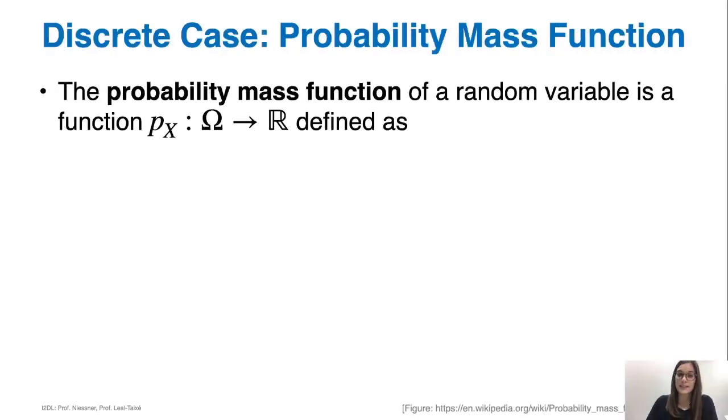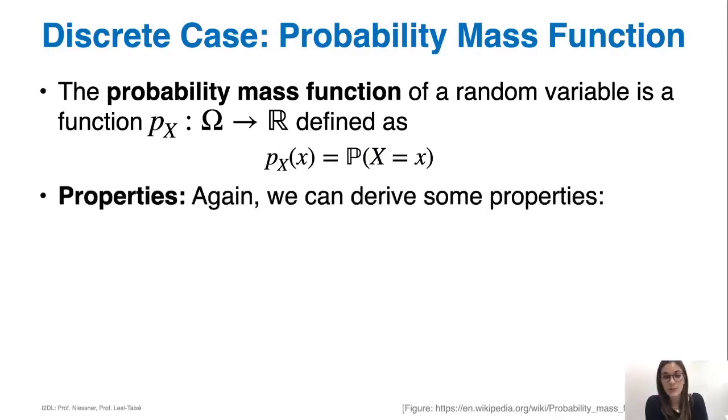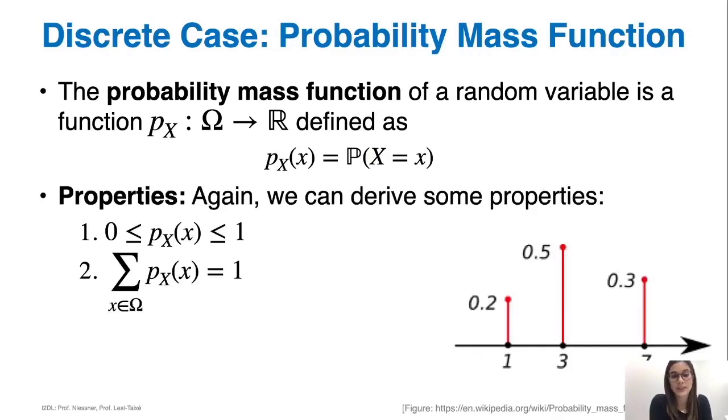So in the discrete case, I said that we can have a look at the probability mass function. And here the probability mass function is denoted by a small p with a subscript X for the random variable X. And it is defined to go from the sample space into R. And I said before, it's just giving us the probability that our random variable in the discrete case is equal to the value x. And again, we have some properties which I just derived here. It has to be between 0 and 1, which is natural because it's just representing a probability, and it also has to sum up to 1.